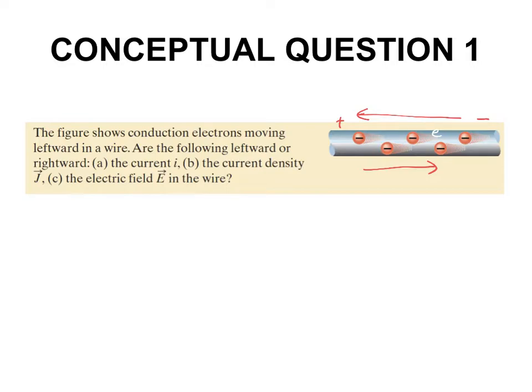Okay, so how about the current density? The current density is going to follow the direction of the current, which means that it is also rightward. Okay, and how about electric field? Same thing, also rightward, which is moving from positive to negative.